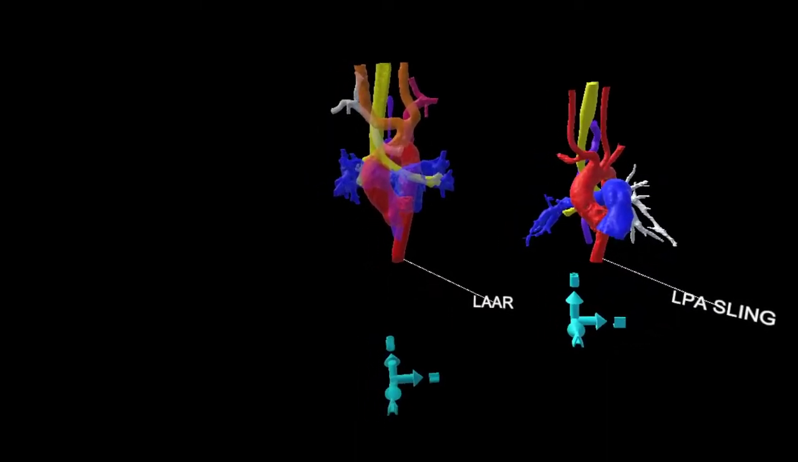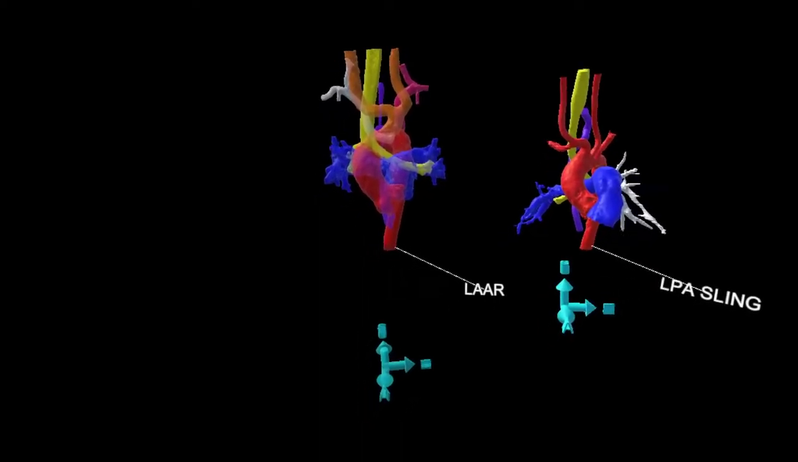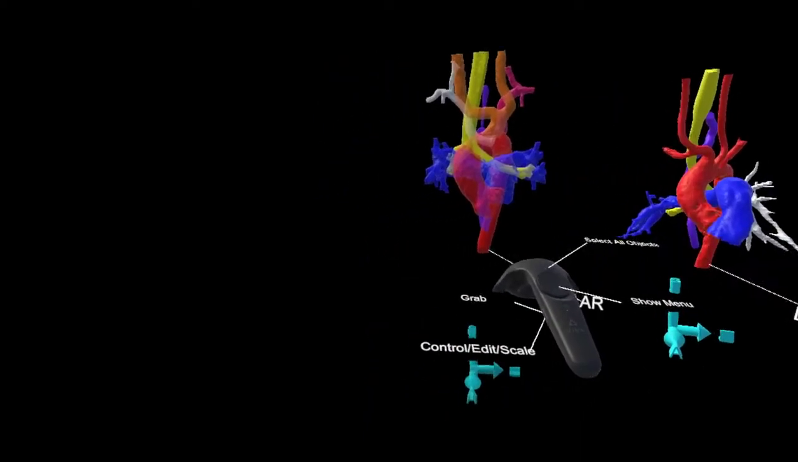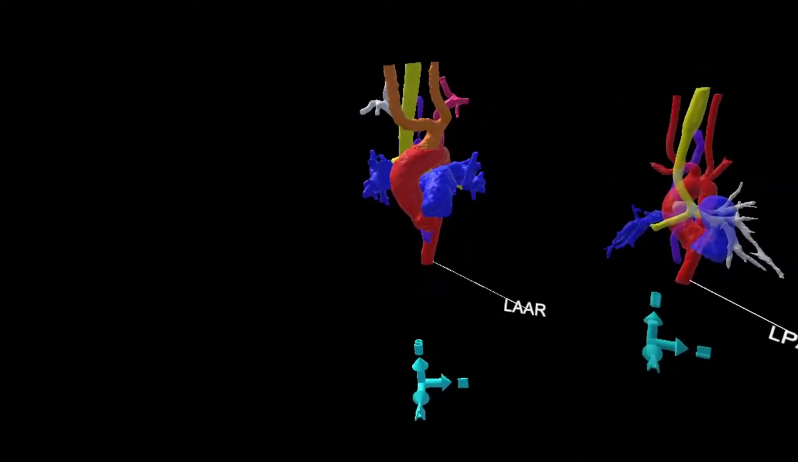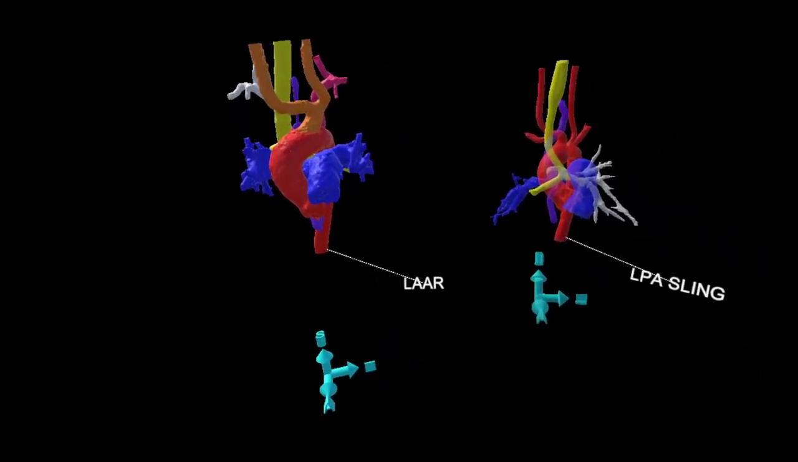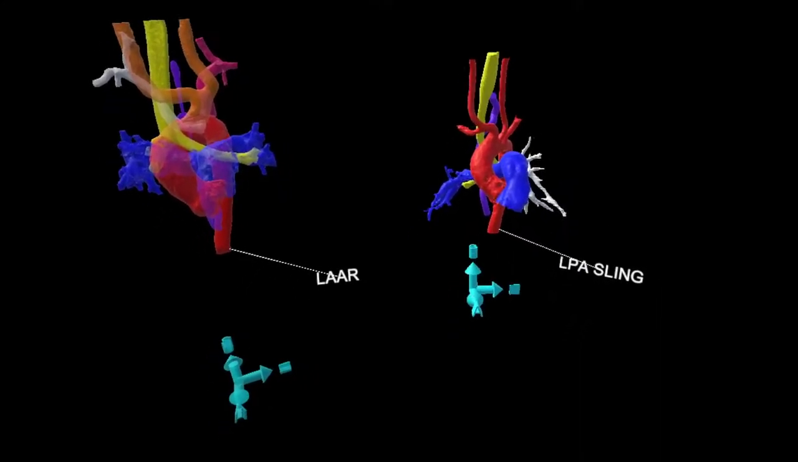In this video, we will again be comparing two anatomic data sets. Both of these anatomies fall under the category of incomplete vascular rings. As shown here, we have the left arch with an aberrant right subclavian. I've labeled that LAAR, or left arch aberrant right. And then we also have the anomalous left pulmonary artery, which is commonly referred to as the LPA Sling.